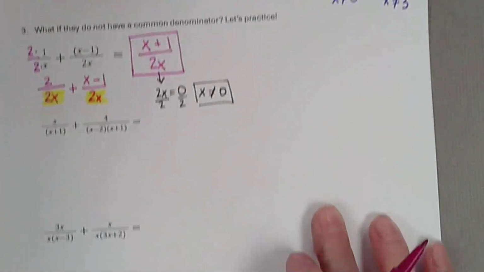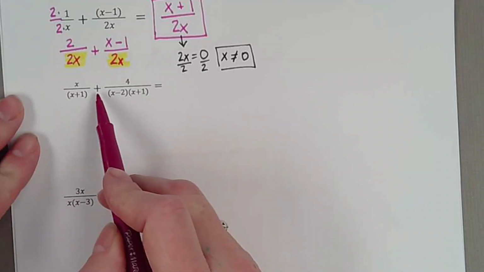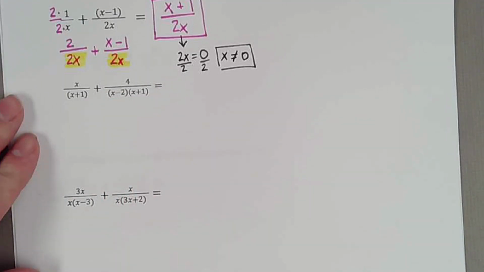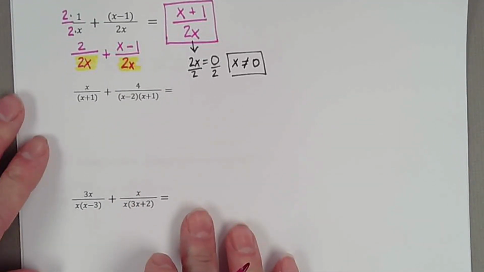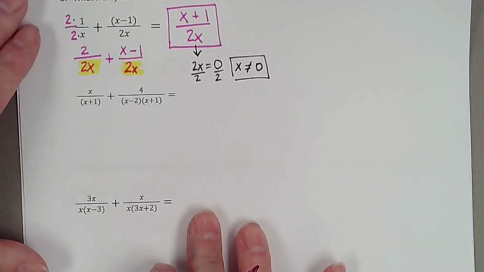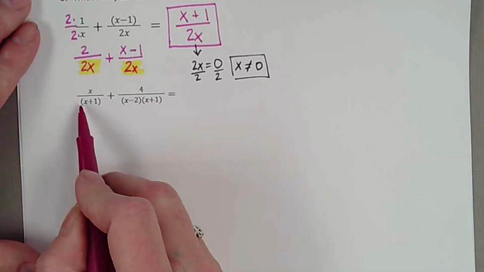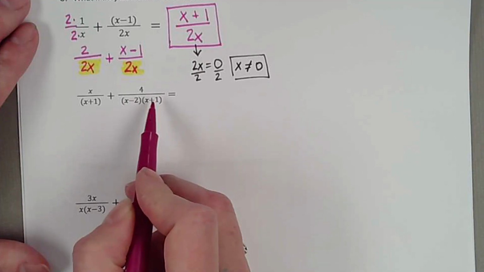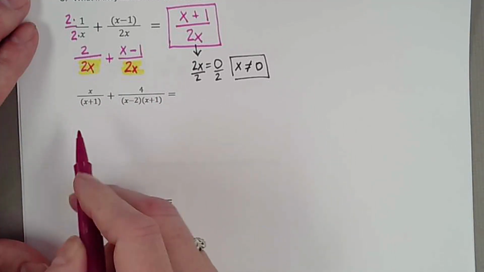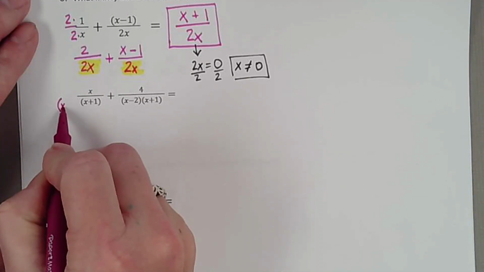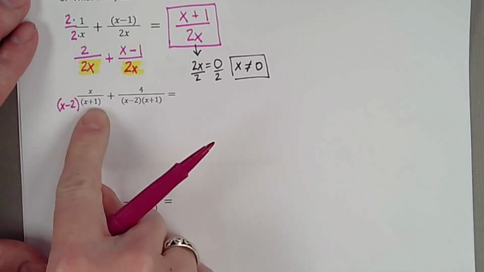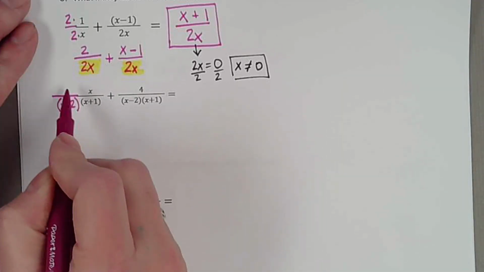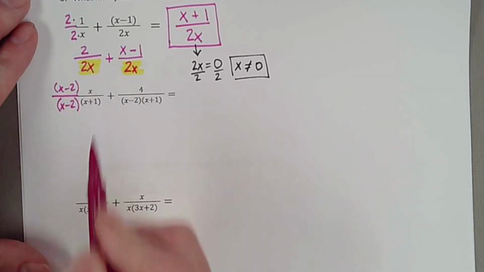All right, next one. I'm adding, so I have to find a common denominator. These two denominators have something in common, but they are not a common denominator. They don't have the exact same thing, so I have to make it so that they do. This one has an x plus 1, this one also has an x plus 1, so that part they already have in common. This one has an x minus 2, and this one doesn't. So that's my job to put in x minus 2, and now the denominators match. The thing is, for a fraction, I have to keep it balanced. So if I did something on the bottom, I also have to do it on the top.